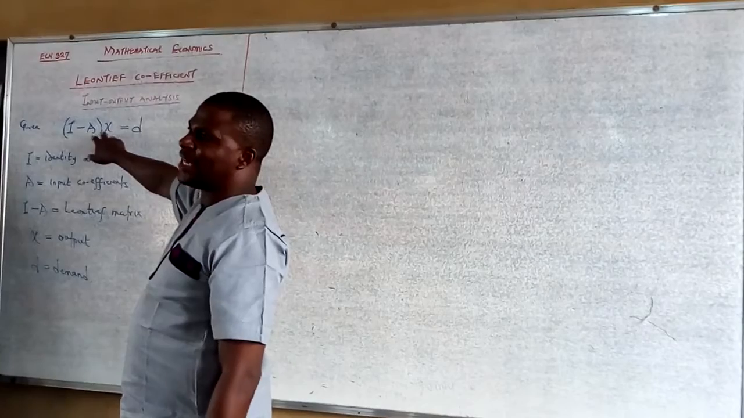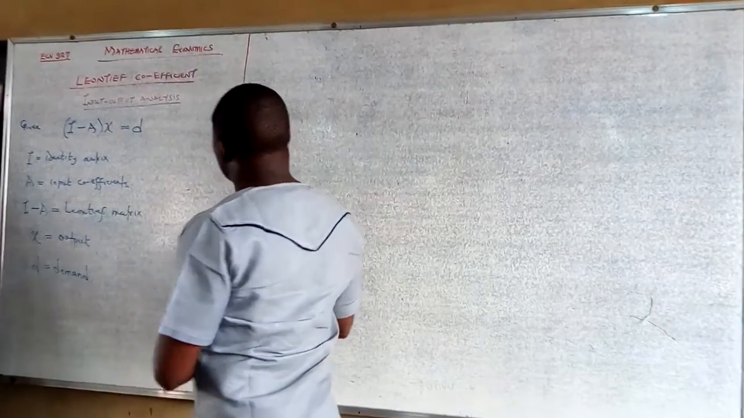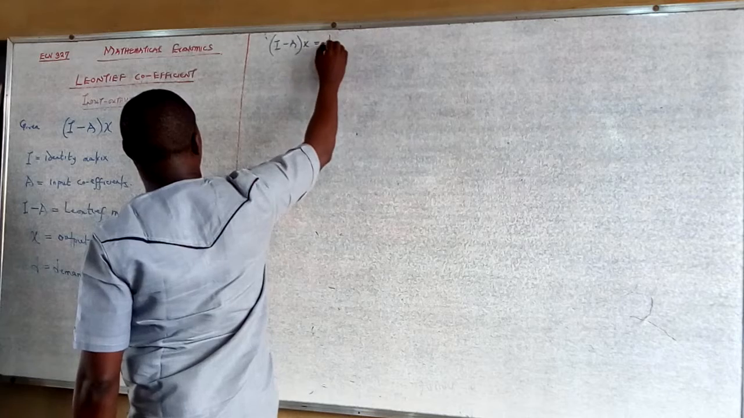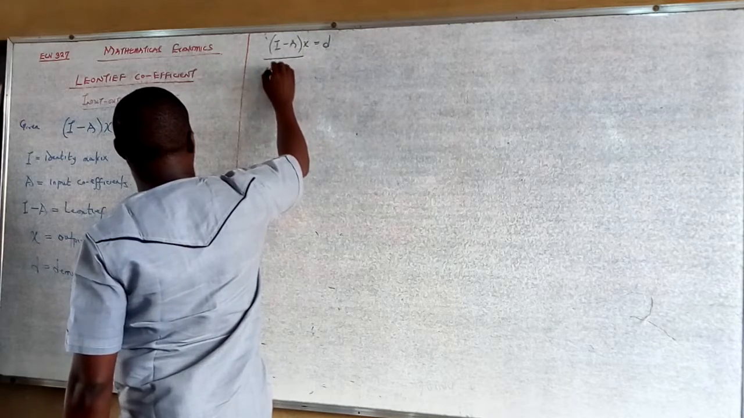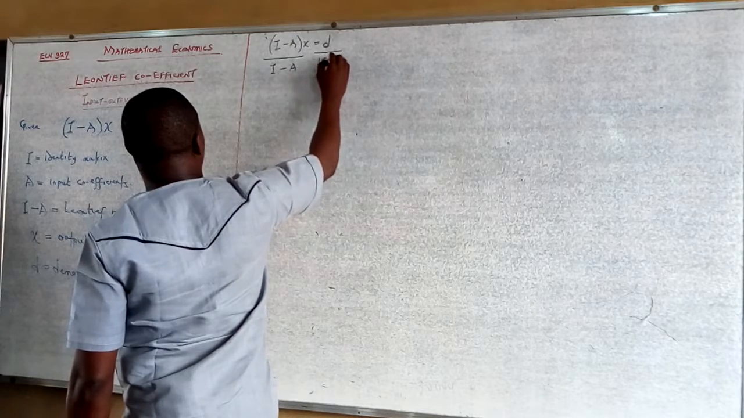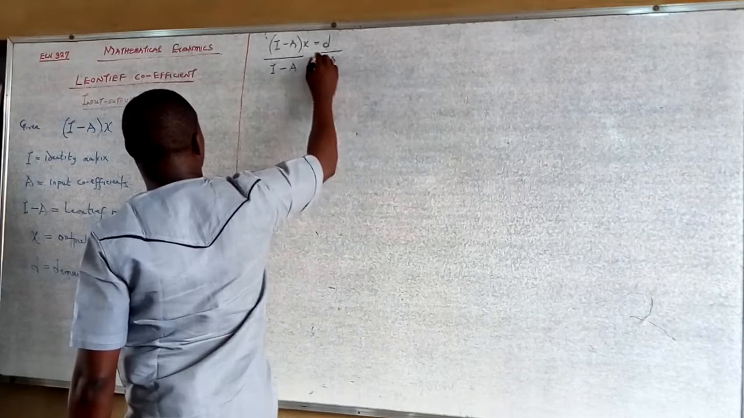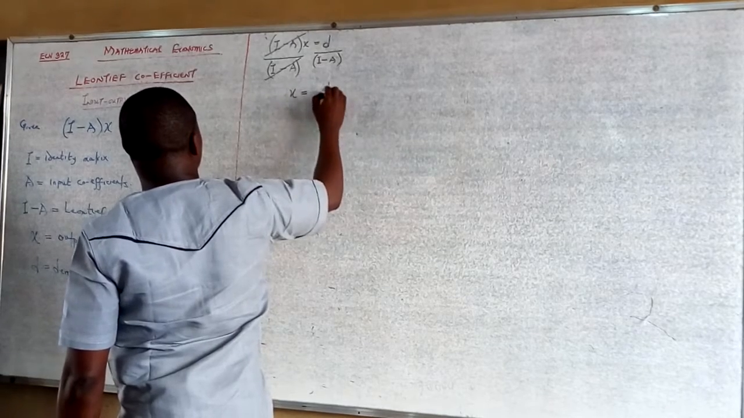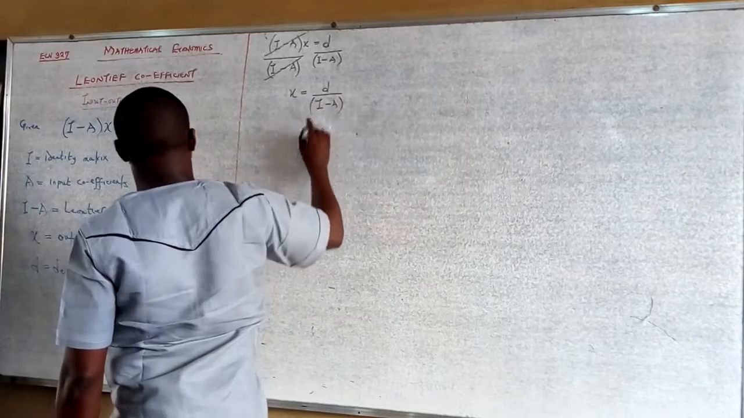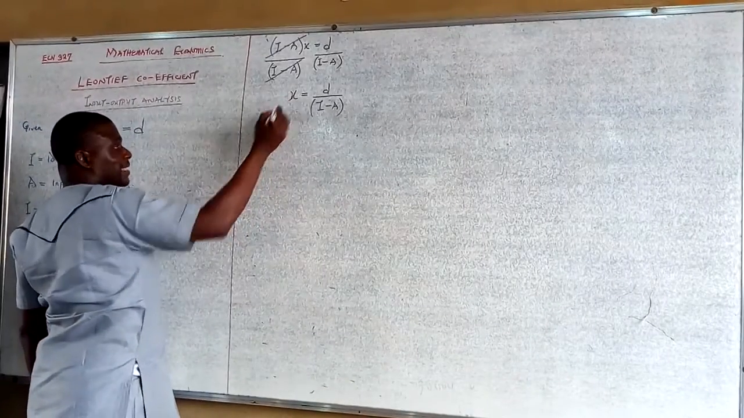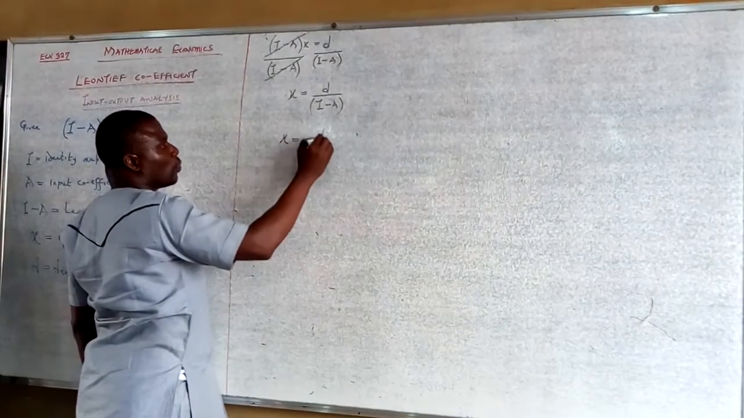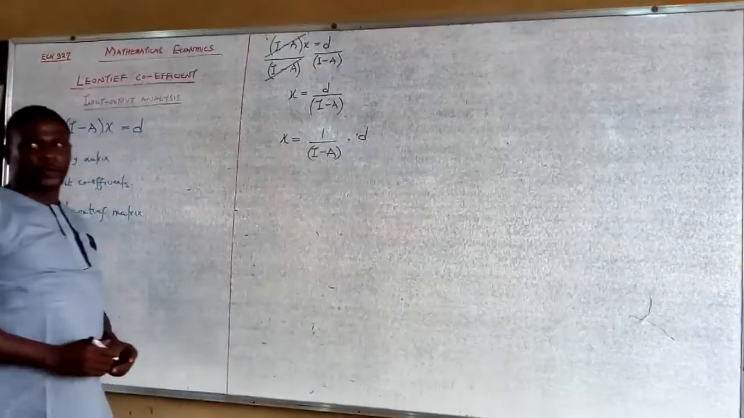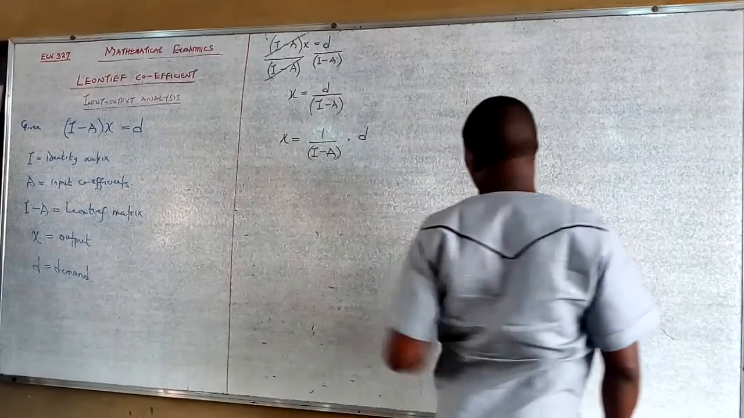Now, let's try to make X the subject of formula. I have (I minus A) times X equals D. Now, if I divide all through by I minus A, this will cancel this. My X will now be equal to D all over I minus A. Can I continue? I'm not doing any magic here. X will now be equal to 1 over I minus A times D. Who does not agree with this? Where is the 1 coming from?